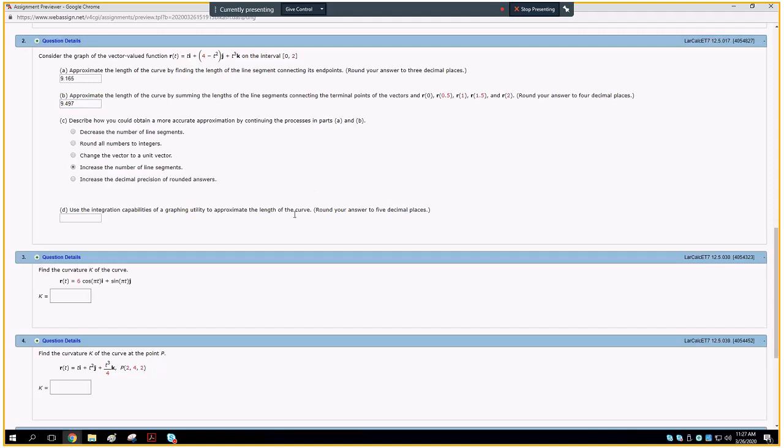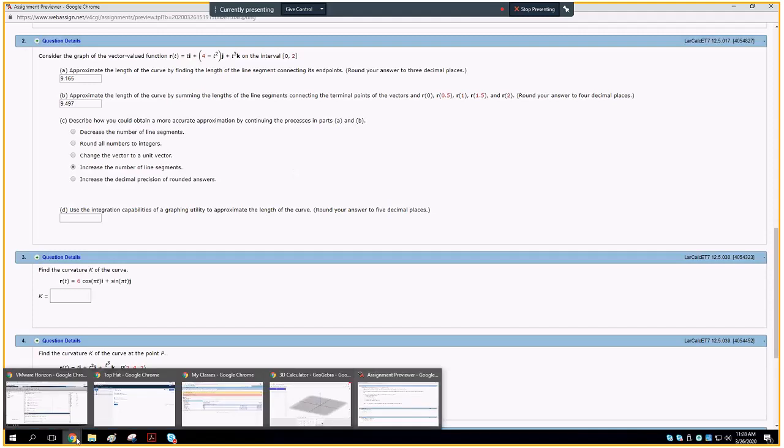And finally, it is saying to use a graphing utility to approximate the length of the curve. So what does it mean? You do this iteration for a bunch of number of times. For example, say 1,000 times and see what happens. So I'm going to go ahead and show you in MATLAB how you would do that.